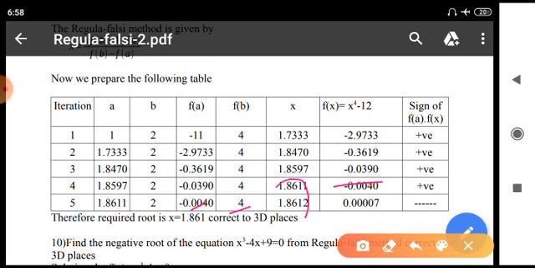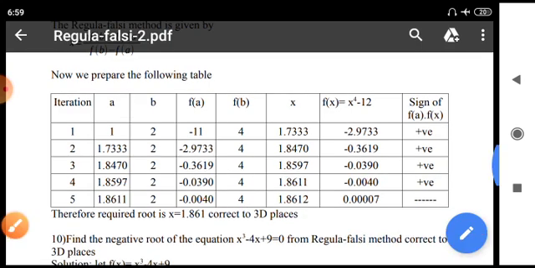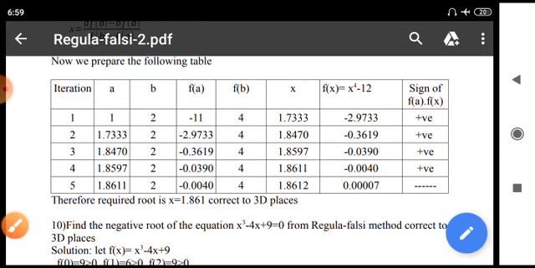So correct to 3 decimal places, if you compare fourth and fifth approximation, we get almost the same value, 1.861. So therefore the required root correct to 3 decimal places is x equal to 1.861.